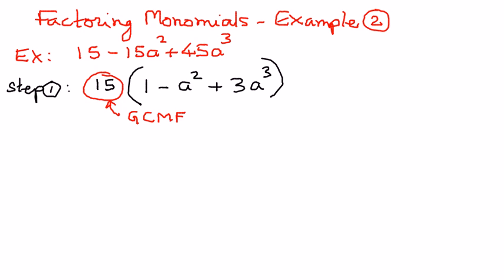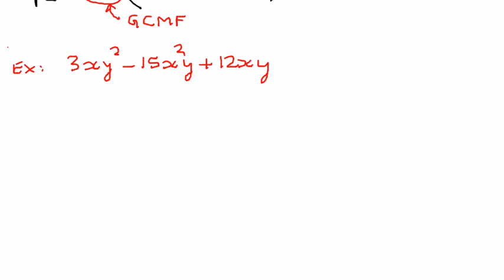Okay, so let us take another example, and in this example let us see if we can find the greatest common monomial factor if we have two variable terms involved. So in this example, let us say we have 3xy to the power of 2 minus 15x squared y plus 12xy. Let us say we have an expression like this, and we want to find the greatest common monomial factor here. So to do that, let us break it down into these different steps.